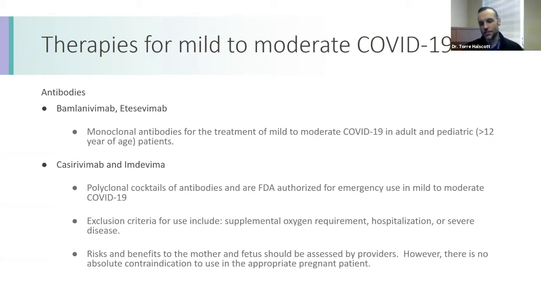As far as the straightforward efficacy, it's a little bit less clear, I think, from some of the research currently. However, pregnant patients should not be precluded from getting these medications if otherwise they would be a candidate, and having those discussions with them is absolutely appropriate.